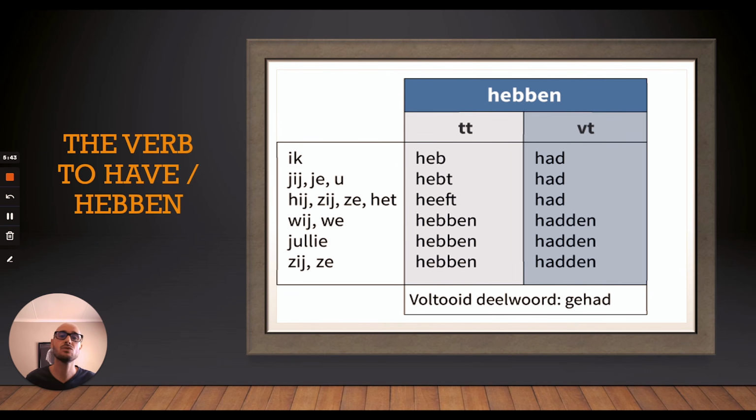Okay, then we go to the plural. Pretty straightforward, not a lot of changes. We have wij hebben. You have in the plural is jullie hebben. And then zij, ze hebben, that would be they have.